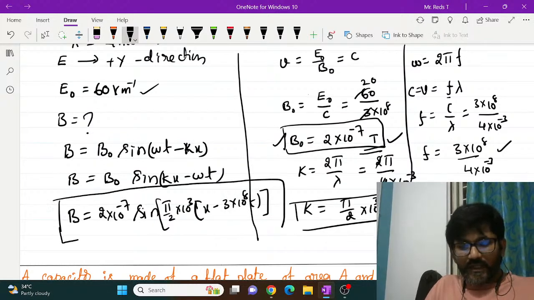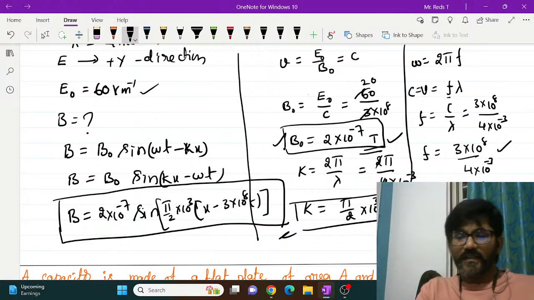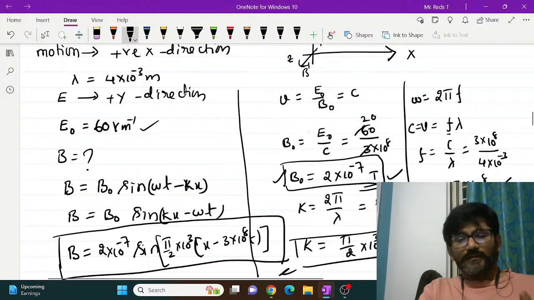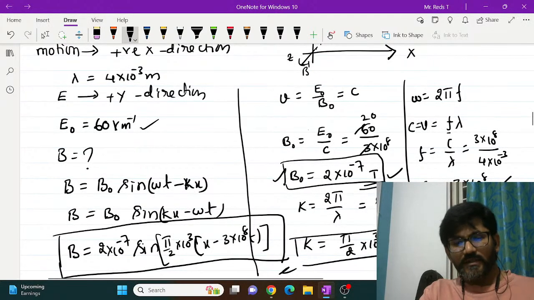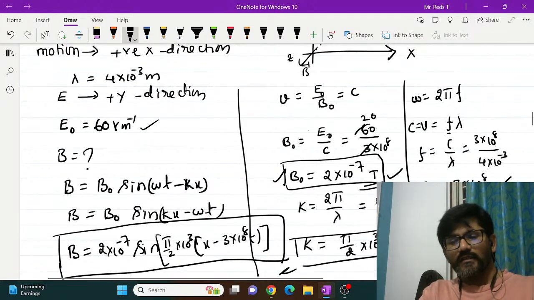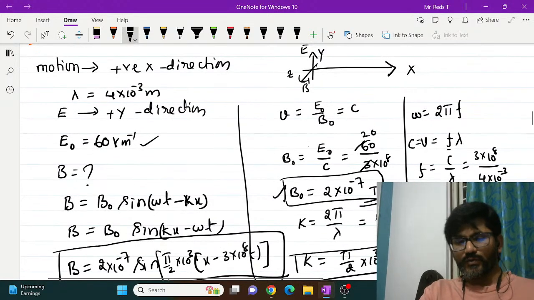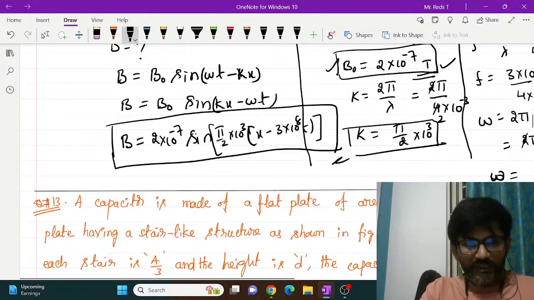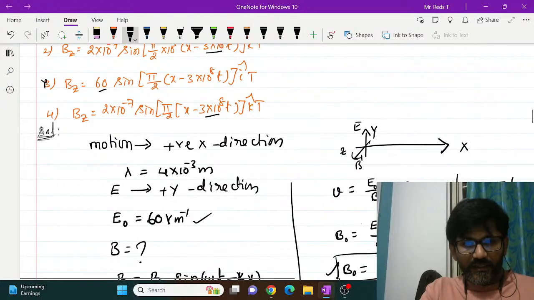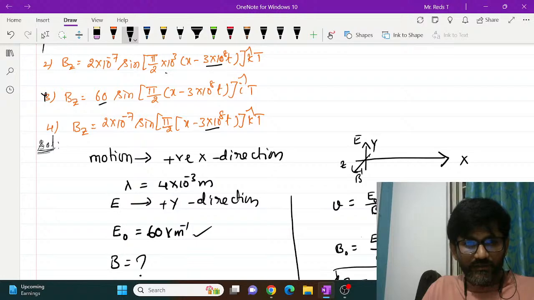So while simplifying, you have to cross check properly the given terms. I hope every point is very clear, step by step. So try to pause it and go through once again, note down and practice yourself once again. If there is any confusion, again go through. Right, next one. So which option is correct then? x minus 3 into 10 to the power 8, pi by 2 into 10 to the power 3 is there. Yes, so the second option is right.